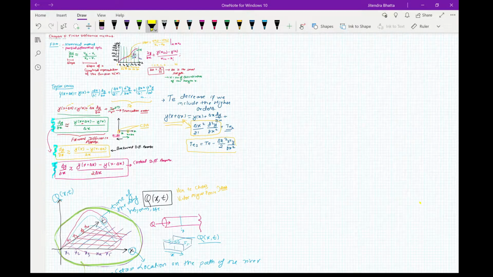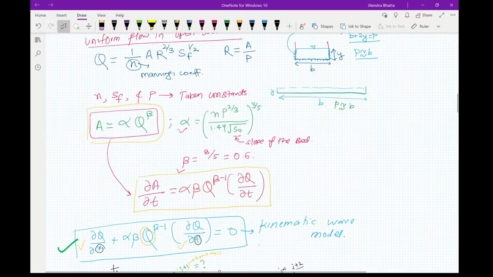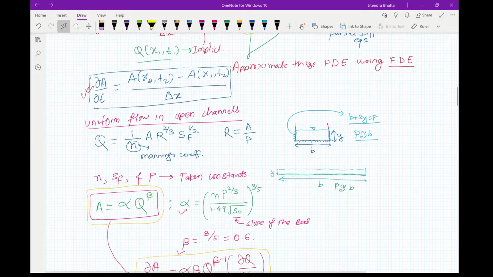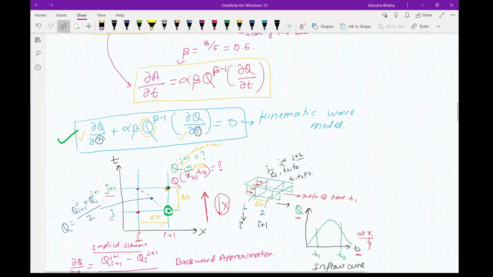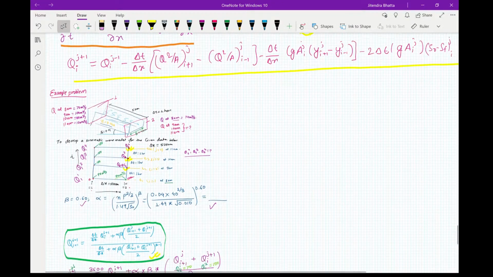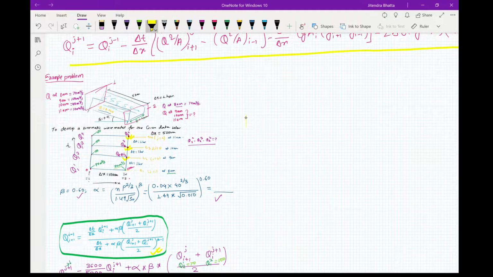In the last session, we discussed the finite difference method, where we looked into kinematic wave models and solved the continuity and momentum equations using finite difference approximations to the partial differential equations. We learned about implicit and explicit schemes, and we did a numerical example at the end. So in this numerical example, you can try a similar problem by taking two reaches.